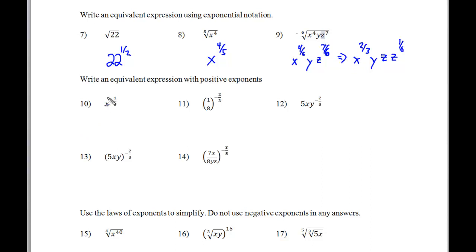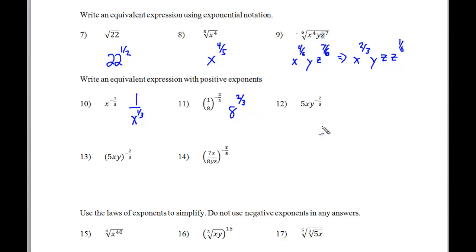In the negative exponents, the negative exponent changes the numerator to the denominator, or it flips the fraction. In this case, this x is going to move from numerator to the denominator with the power, but now the power is going to be positive. This is a review of the negative exponent rules. Taking a look at 11, the negative exponent is going to flip the fraction. In this case, it flips the fraction from 1/8 to 8/1 and makes this 2/3 instead of negative 2/3.